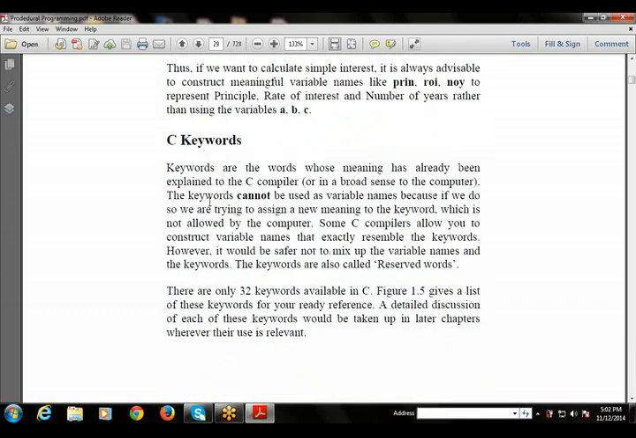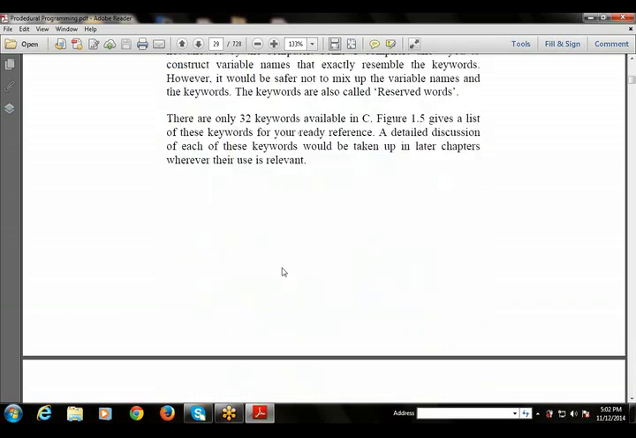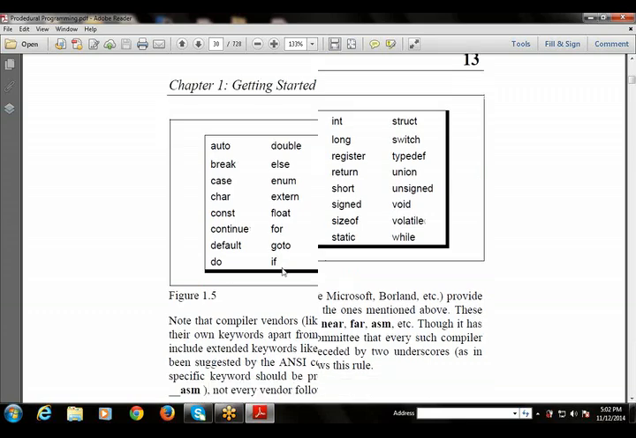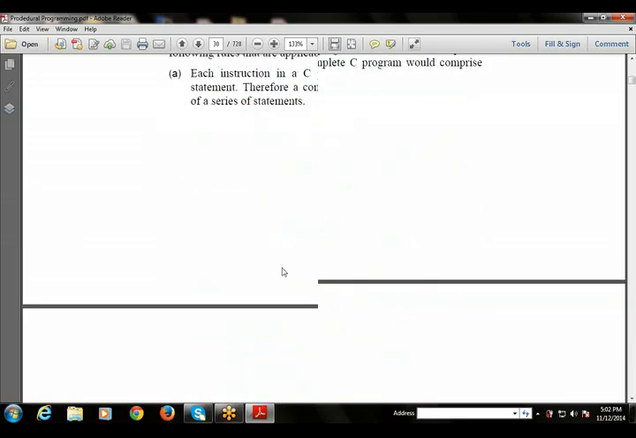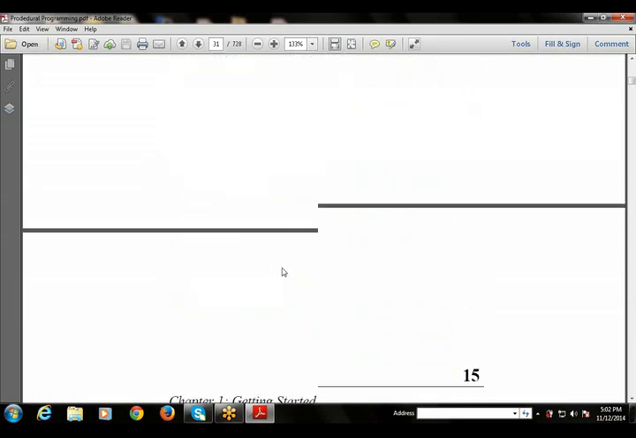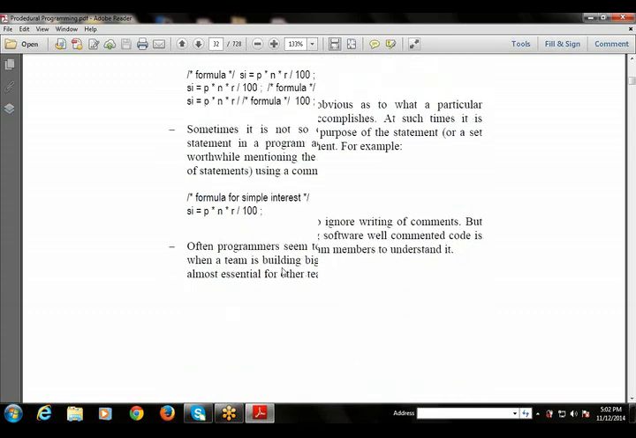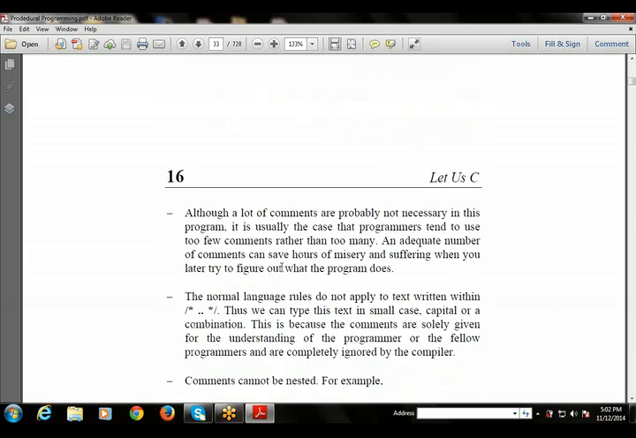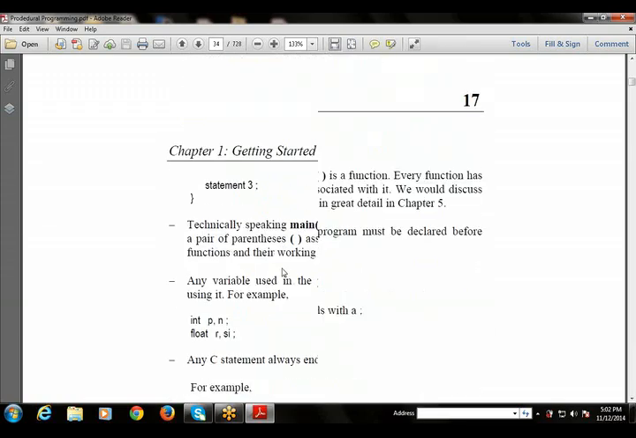Then we have talked about the C keywords, that is, what is a keyword and what is the use of a keyword. That is a predefined keyword that is available in the C language. Then we talked about the first C program, the most important program. We have studied how to calculate the simple interest, that is P into N into R divided by 100.